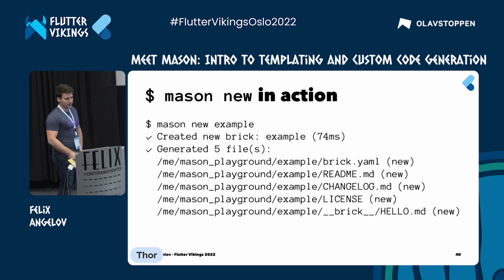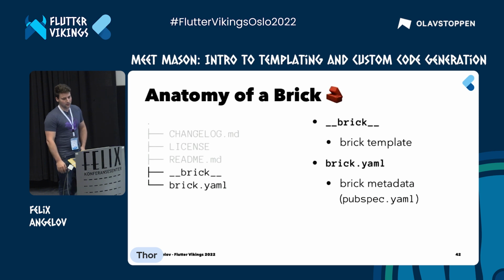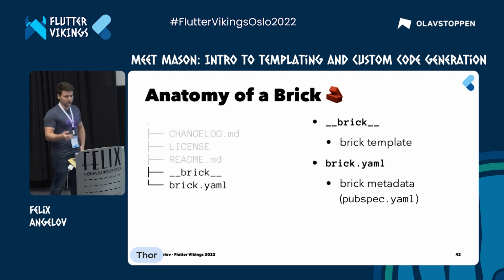And so this is mason new in action. So if I say I want to create a brick named example in my current directory, I should see something like this. And we have a new brick. And so I won't worry, like I mentioned, about all these docs files that you're probably all familiar with. I'll focus on the two on the right.